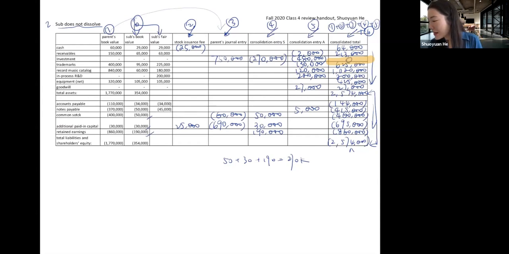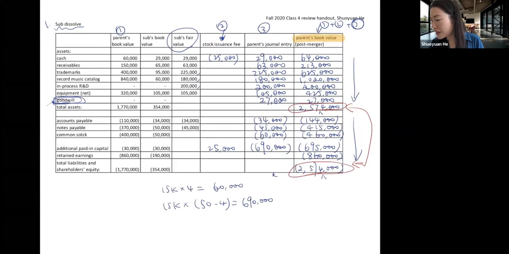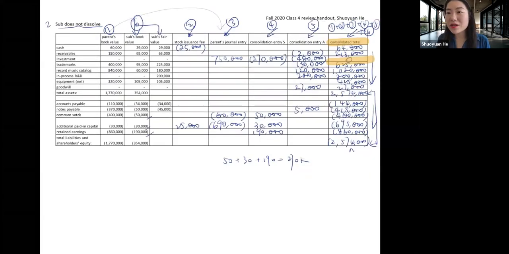And another place is, if you compare the last column of the second situation and the last column of the first situation, you are going to see exactly identical numbers here. No matter which method you are using, after consolidation, what investors see will be the same, no matter whether there's dissolution or no dissolution.